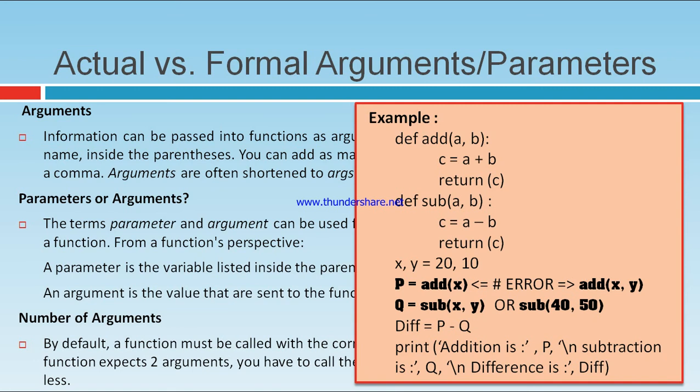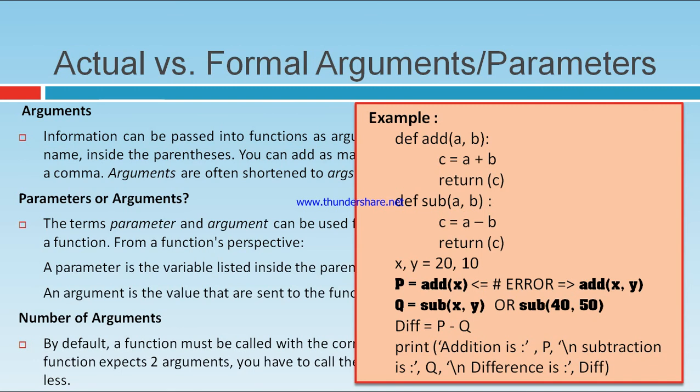Here also A and B are the formal parameters, or we can say parameter or formal arguments of the function. Now just check the function calling statement. Where is function calling? It is there in the bold alphabet. P equal to add X.